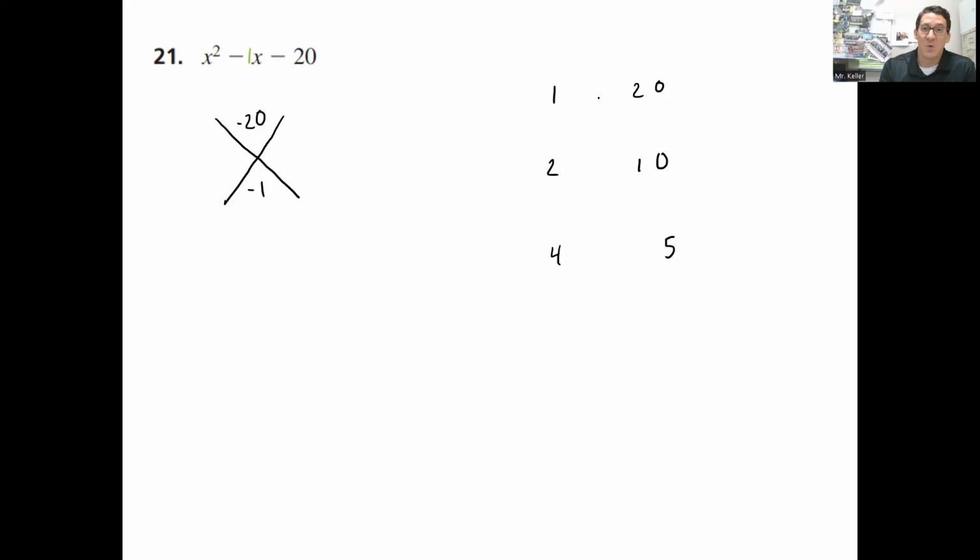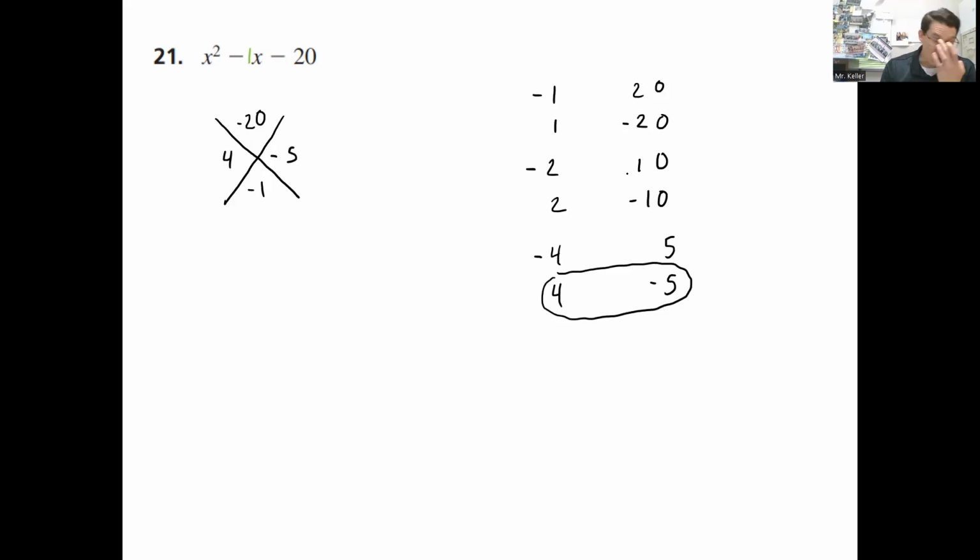But it's negative, so one of these has to be negative. So it's either -1, +20, or +1, -20, or -2, +10, or +2, -10, or -4, +5, or +4, -5. So which sets of these adds to -1? -1 plus 20, that's 19. That's -19, 8, -8, +1, -1 down here. So 4 plus -5 is -1.